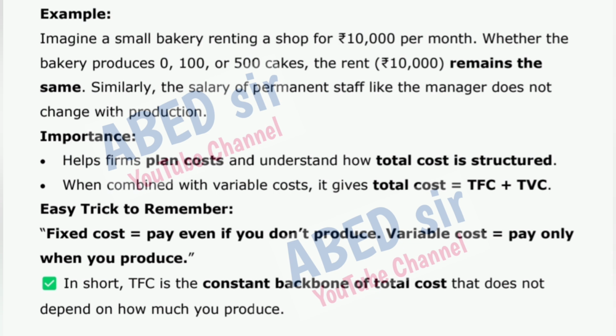Similarly, the salary of permanent staff like the manager does not change with production. Importance: helps firms plan costs and understand how total cost is structured. When combined with variable costs, it gives total cost equals TFC plus TVC. Easy trick to remember: fixed cost is equal to pay even if you don't produce. Variable cost is equal to pay only when you produce. In short, TFC is the constant backbone of total cost that does not depend on how much you produce.